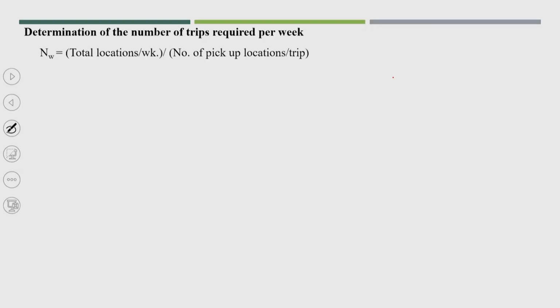Now, we will calculate the number of trips required per week, because it is a once a week collection. How many trips will be required per week?